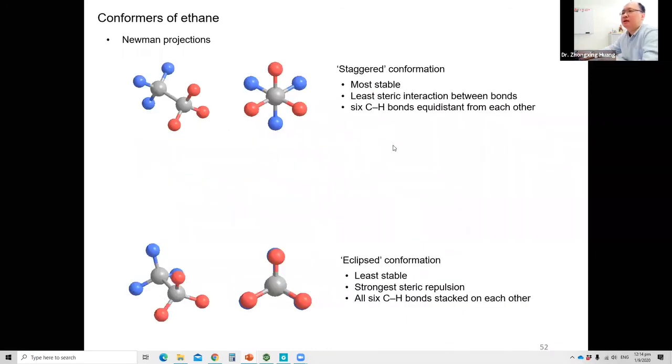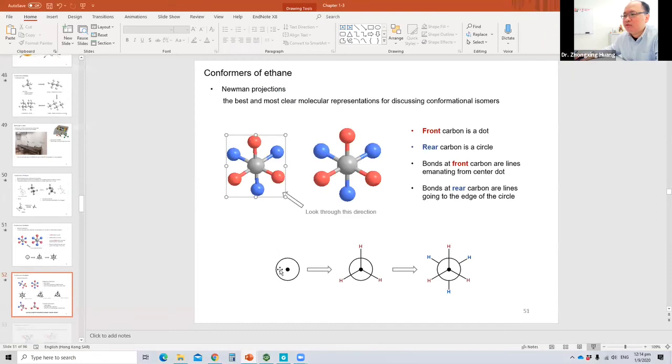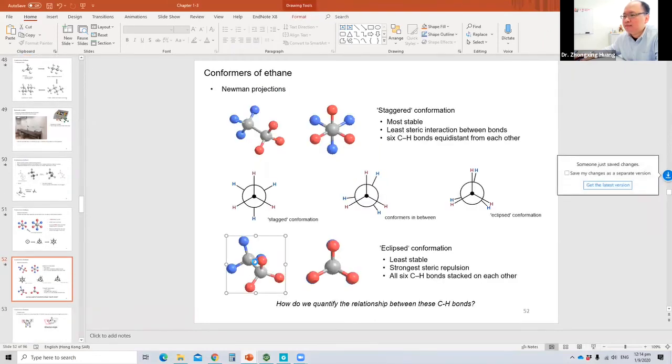Since now we can draw them, what are the conformers of ethane? We have 2 representative conformers. One is called staggered, and one is called eclipsed. The staggered is like what we saw here. All these bonds are at equal distance from each other if you look in this direction. And for the eclipsed, I have to show you in my 3D model again.